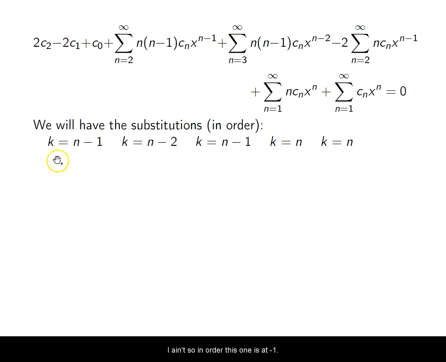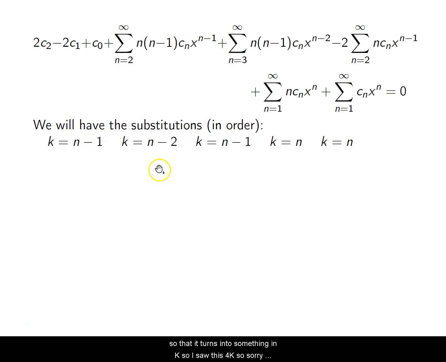All right, so in order, this one is n minus 1. This one is n minus 2. This one is n minus 1. K is n. K is n. And then the next step is we take each of these independently and we solve for n, not for k, because here I see n everywhere. So I have to substitute something for n so that it turns into something in k.